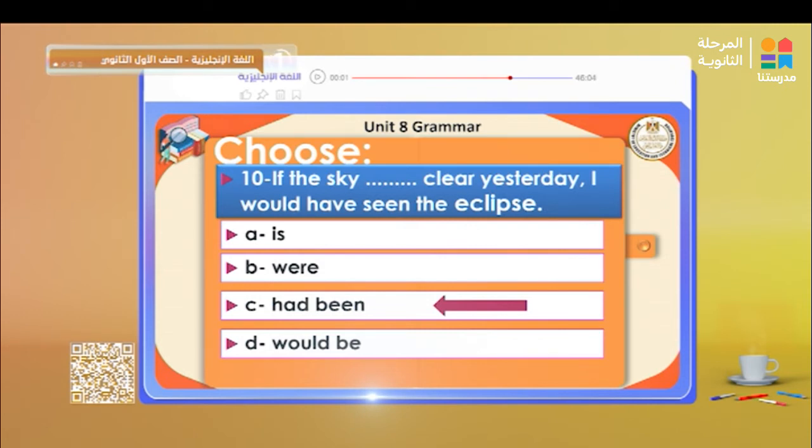What does this sentence mean? It means that the sky wasn't clear yesterday and I couldn't see the eclipse yesterday. Okay.